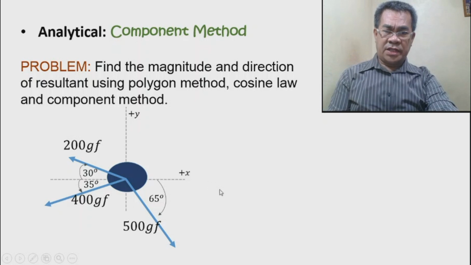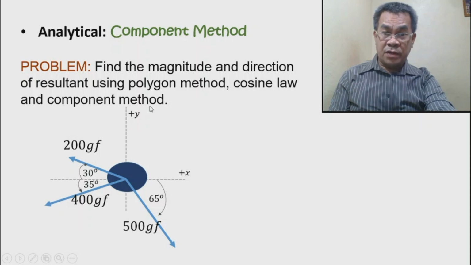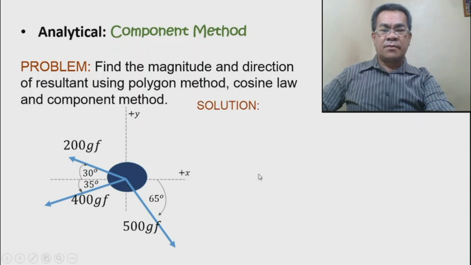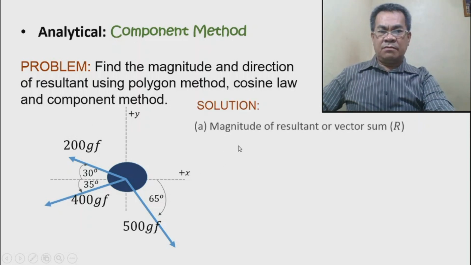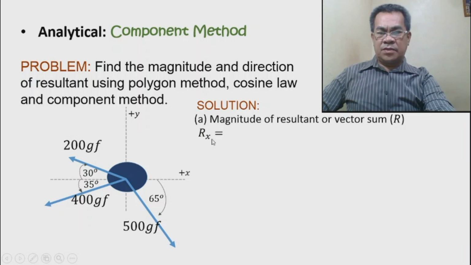Okay, how much is the resultant magnitude and direction using the component method? To answer this, we have to solve the magnitude of the resultant first. So solve for the magnitude R. To solve for R, remember how? We need the component along x and the component along y. So first step, solve the x component, then the y component.